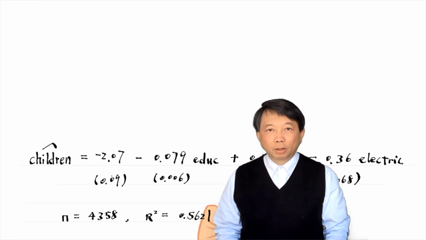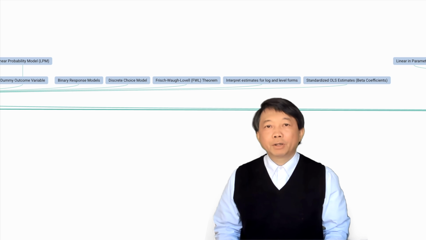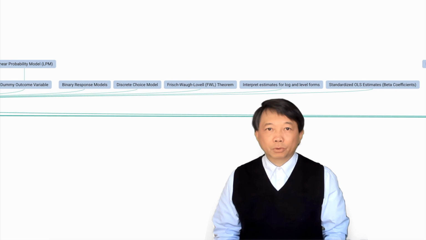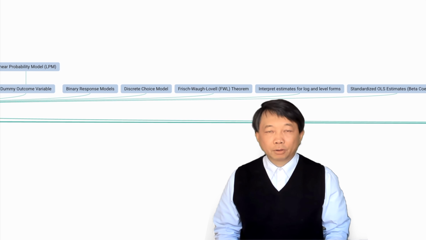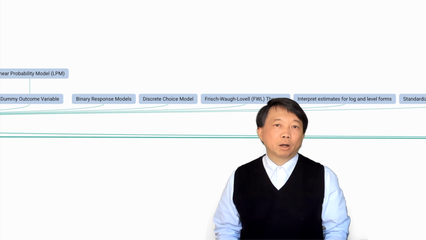Today, we touch on the topic of discrete outcome variables. When the outcome takes on only a small number of integer values, we interpret the OLS coefficient estimates in terms of the average.